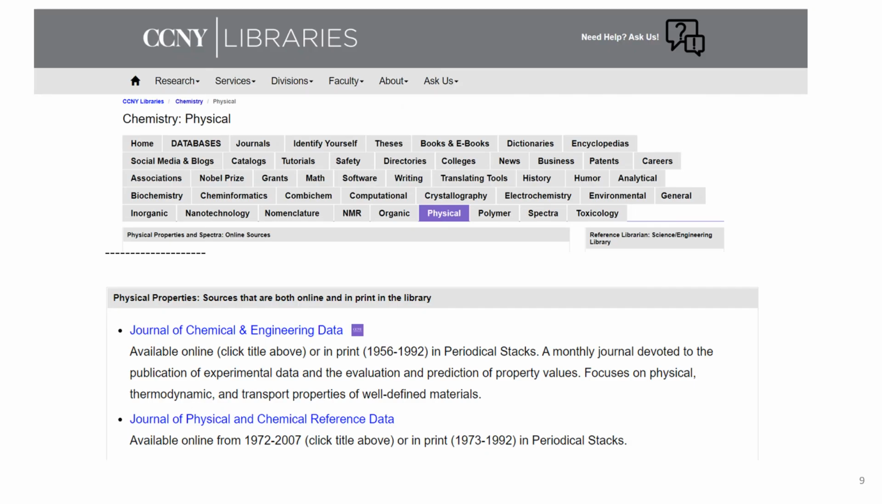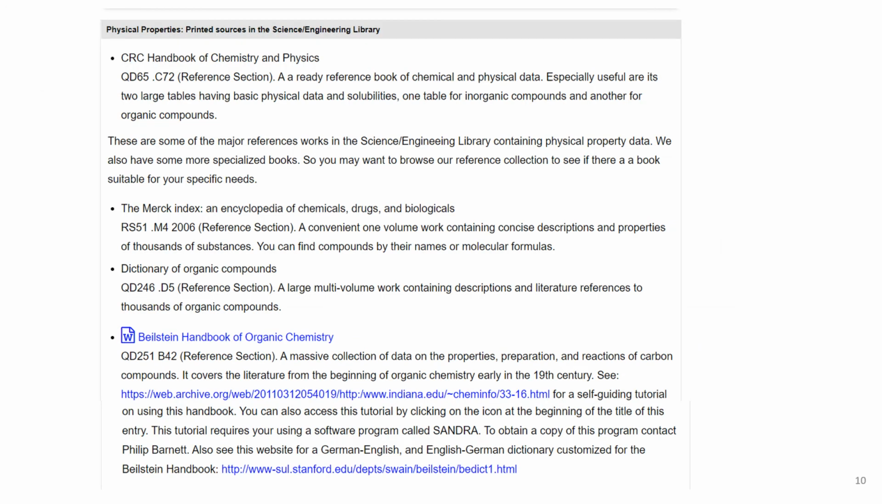What I've listed here is the Chemistry LibGuide, the Physical tab, which we looked at before. If you scroll down toward the bottom of it, I put some printed materials which are in the library at City College. Again, not every library has these. You will see some of the reference books which I listed above, and a few others which I haven't. Beilstein is toward the bottom of the screen. We will have a separate lesson on that.